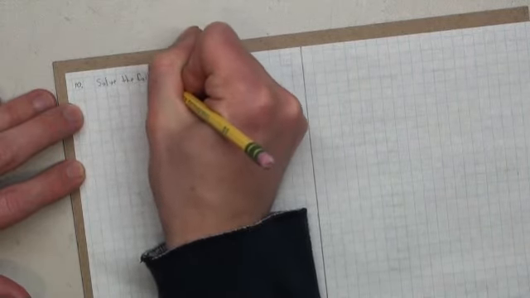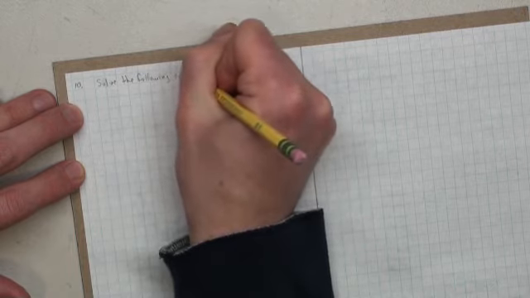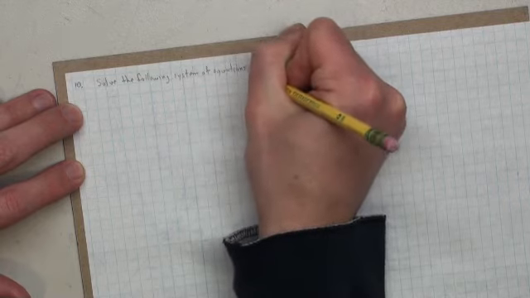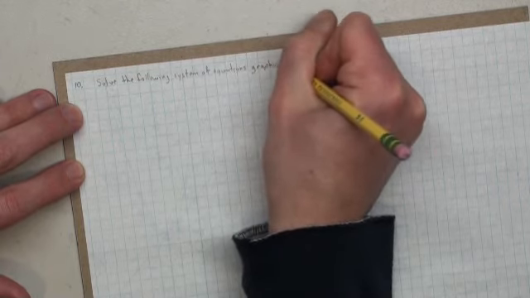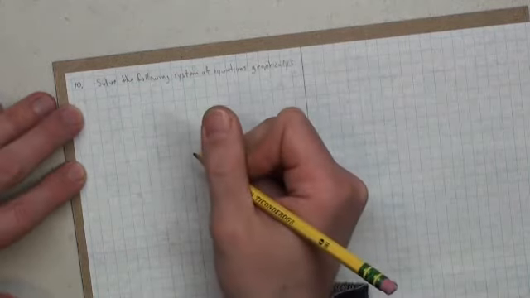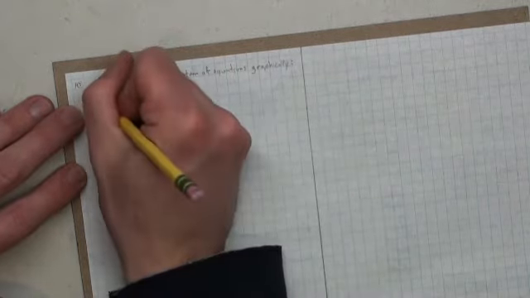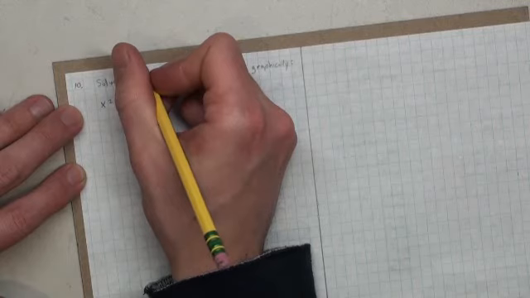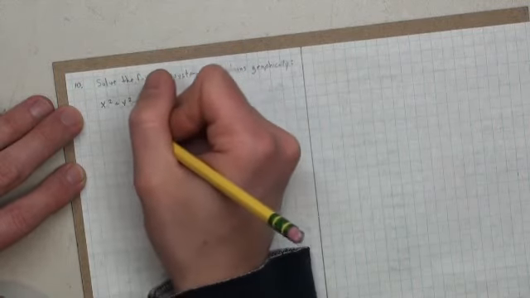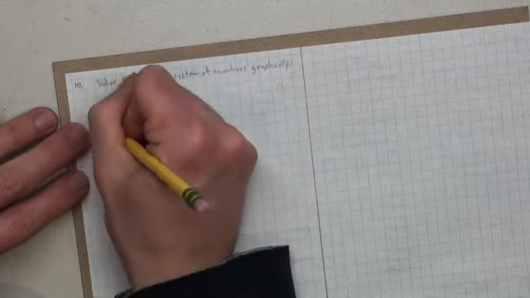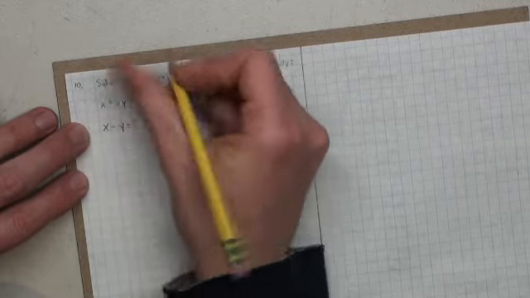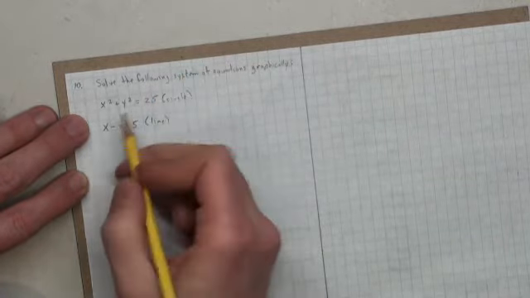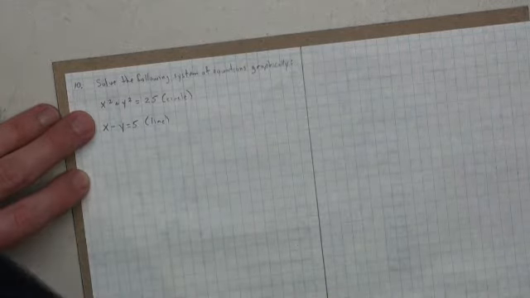Solve the following system of equations graphically. And what we have is x squared plus y squared equals 25. And we have x minus y equals 5. So this first one is now a circle, and the second one is a line. And we know this is a circle because two of the variables are squared.